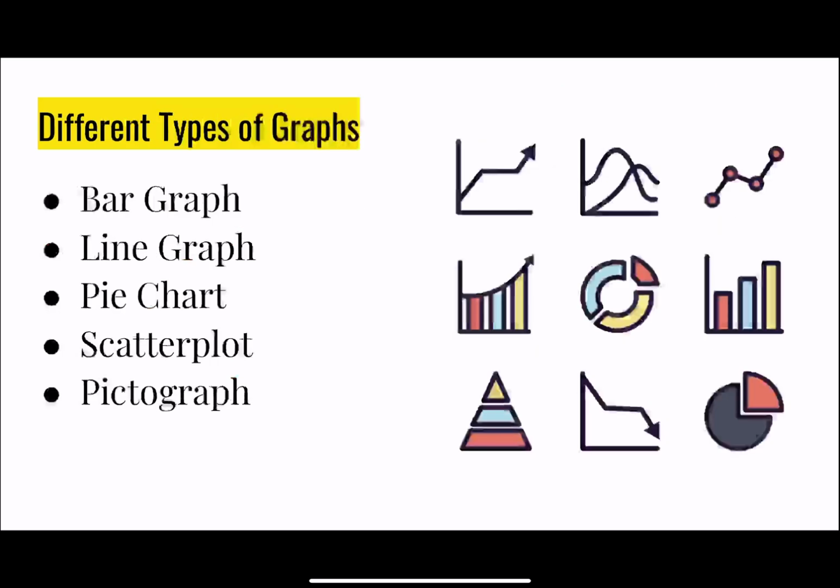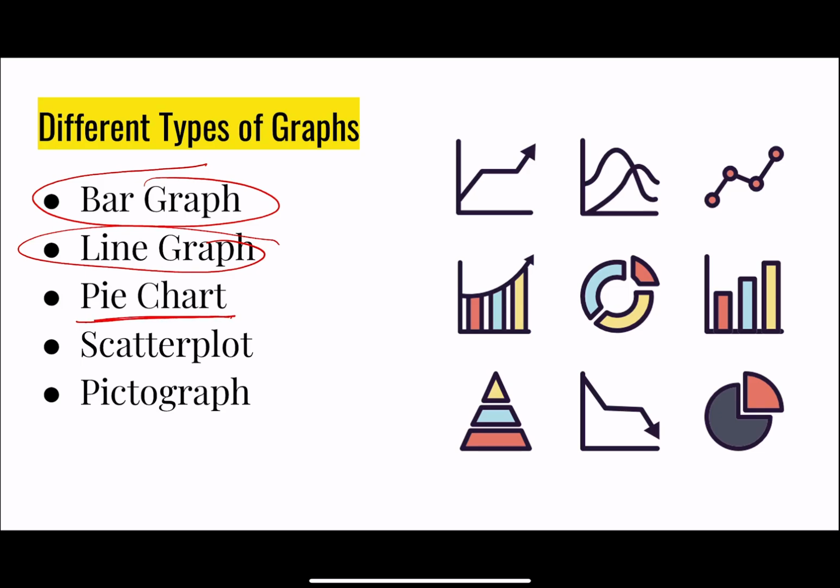So we have different types of graphs. We got bar graph, line graph, pie chart, scatter plot, and pictograph. Most of the ones we're probably going to use are bar graph and line graph, maybe sometimes pie chart. These ones, not too much. Doesn't mean we're never going to use them, but just in this class, that one's kind of hard to use, but we're going to focus on the top three.